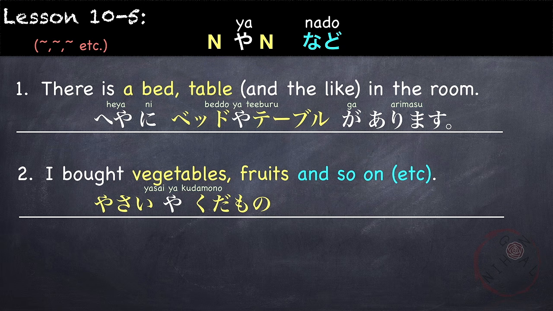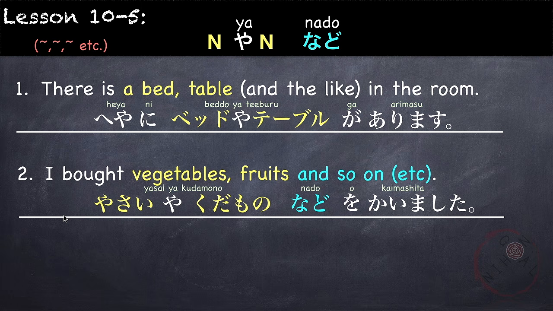I bought vegetables, fruits, and so on, or etc. 私は, or you can omit 私は and just say 野菜や果物などを買いました。野菜や果物, so ya and the like, など and so on, etc. を買いました。So you can add nado or you can omit it, but nado is mainly for wrapping things up, and so on. In this example, we omitted wa because we already know the topic, which is I.